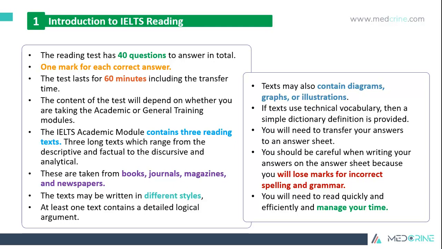The IELTS Academic Module contains 3 reading texts. These 3 reading texts range from descriptive and factual to discursive and analytical formats. They are taken from books, journals, magazines, and newspapers. These texts can be written in different styles, and at least one of the texts contains a detailed logical argument.